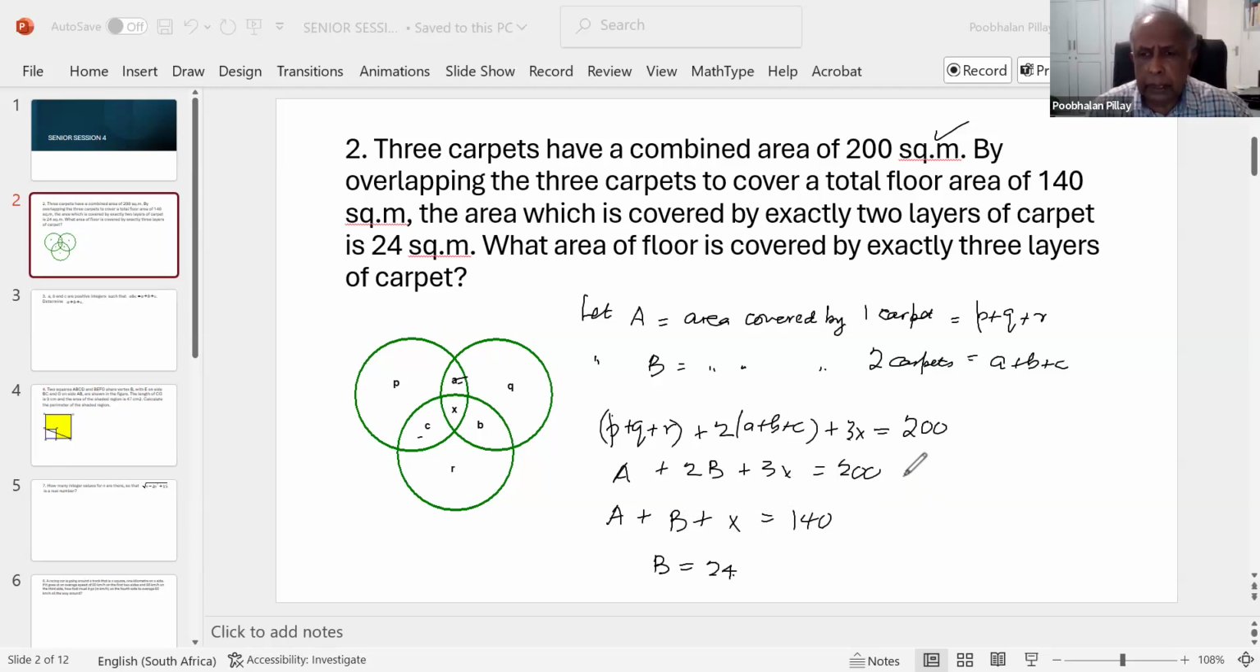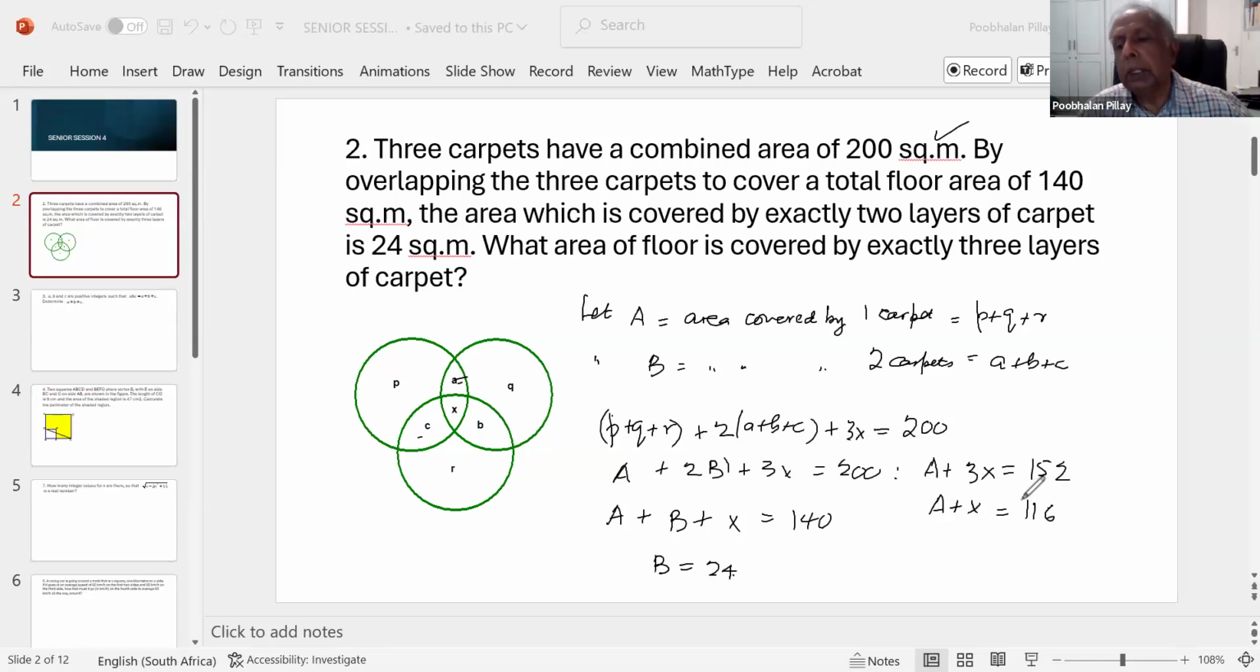So if you look at this, you will see, let's substitute for B. B is equal to 24. So that's 48. A plus 3x. So this part here is 48. 200 minus 48, you bring it to the other side. That gives you 152. And I'm going to substitute 24 for B here and take it to the other side. So A plus X survives on the left-hand side, and the 24 is taken to the other side. 140 minus 24 is 116, I think.